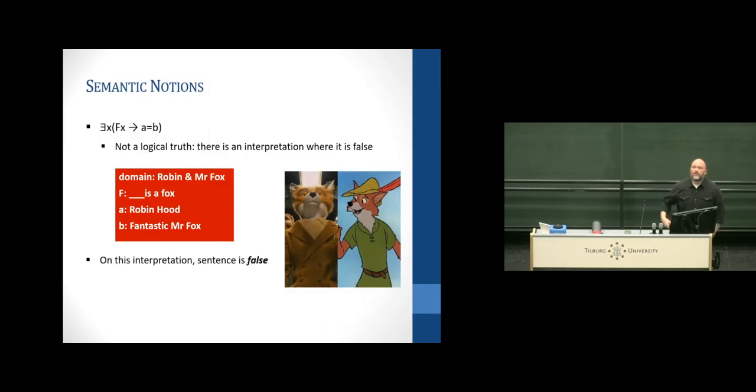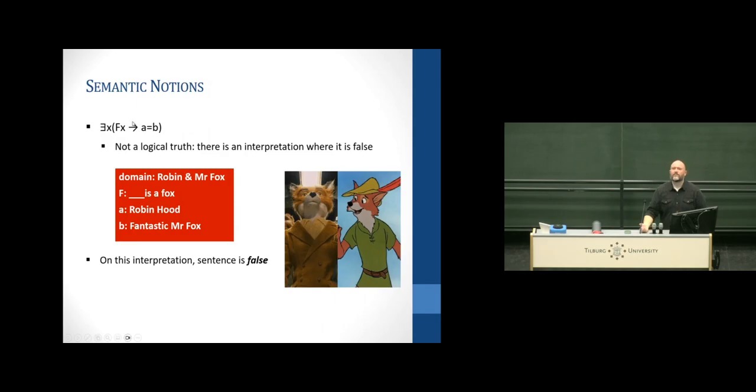On this interpretation, the sentence is false. There is no object in the domain that we can plug in for X that will make the sentence in the brackets true. So this interpretation shows that this sentence is not a logical truth because there's at least one interpretation where it fails. Easy, right? We build an interpretation to do a job. In this case, to make this sentence false. So it's not a logical truth.